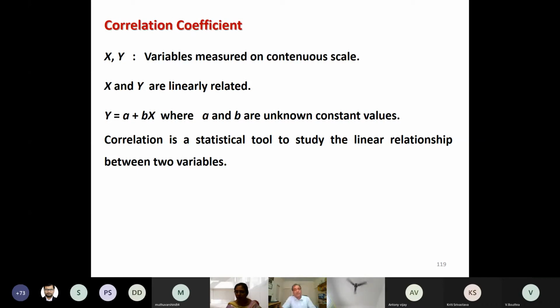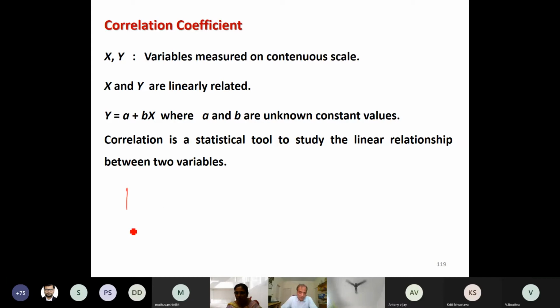Now let us first try to understand the correlation coefficient. A couple of very important things about the correlation coefficient that you have to keep in mind. Number one, the correlation coefficient is used only to measure the degree of linear relationship between two variables. When there is a non-linear relationship, do whatever you want, but please don't use the concept of correlation coefficient.